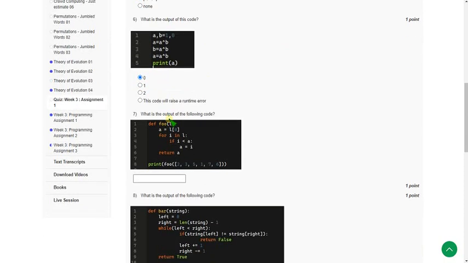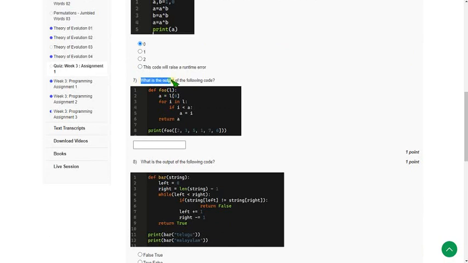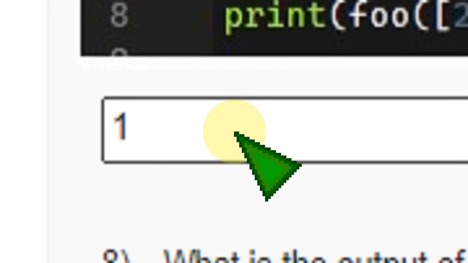Moving on to the seventh one, what is the output of the following code? They gave a code, they are asking the output. When I did this, I got the answer as 1. Only 1. So I will zoom this. You can see that the answer is 1. I will zoom back again.